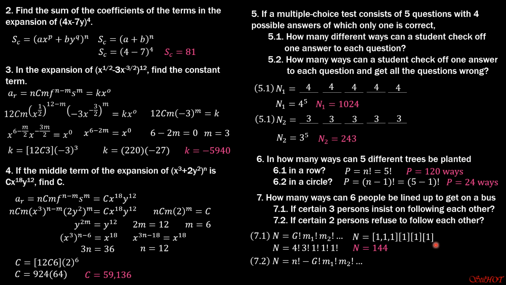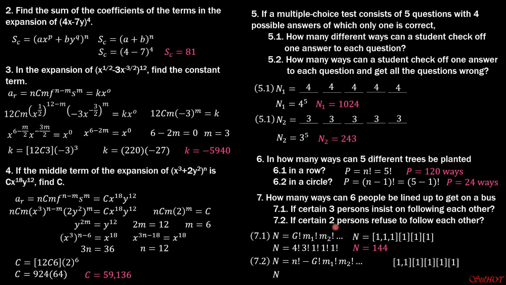So n is equal to 1,444 ways. In the second part, if certain 2 persons refuse to follow each other, if there is no restriction in lining up to get on the bus, then it's like arrangement in a row. So it is supposedly 6 factorial.